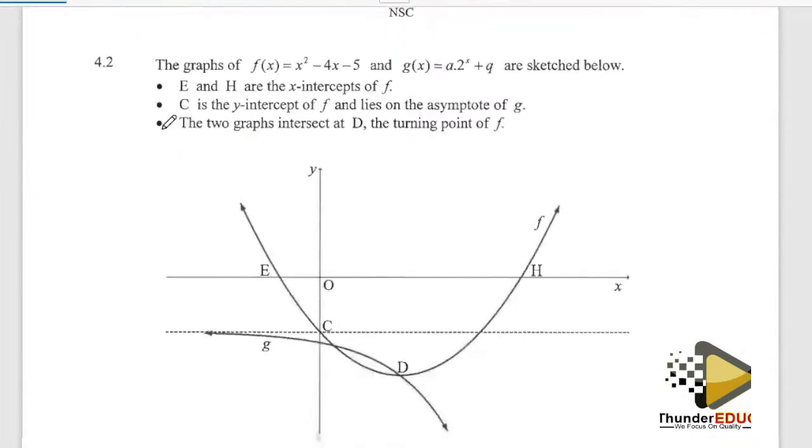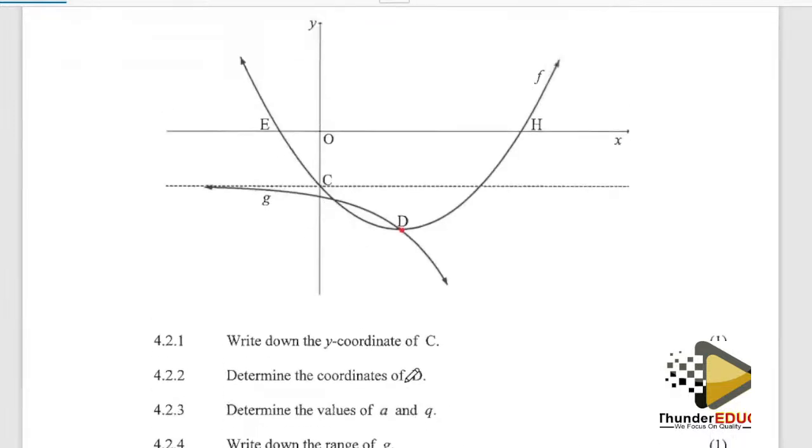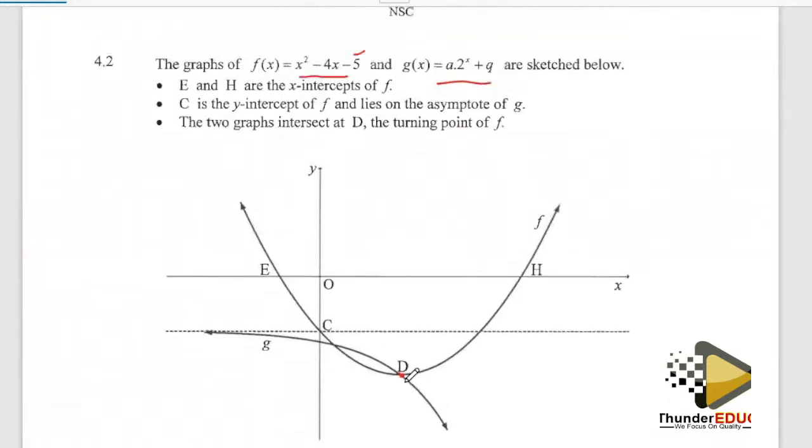4.2. They're telling us the graphs of f. Okay, they gave us the equation and g in this format. So it's exponential, it's a parabola, as sketched below. E and H are the x-intercepts. C is the y-intercept of f and lies on the asymptote. Two graphs intersect at D, which is the turning point. Can we determine the coordinates of C?